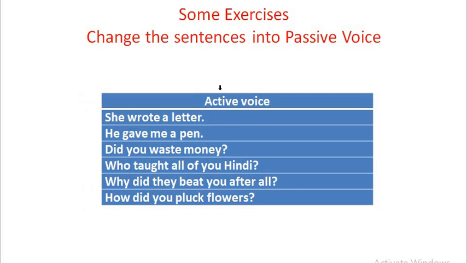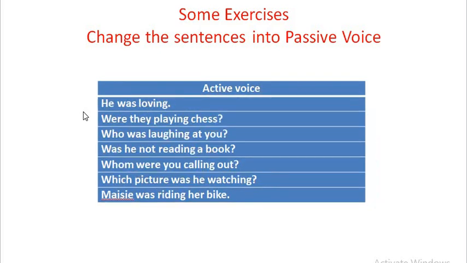Now, this one is in simple past tense. She wrote a letter. He gave me a pen. Did you waste money? Who taught you Hindi? Why did they beat you after all? How did you pluck flowers? So these are in simple past tense. Now here you can see past continuous tense. He was loving. Were they playing chess? Who was laughing at you? Was he not reading a book? Whom were you calling out? Which picture was he watching? Maisie was riding her bike. You have to change them into passive voice.